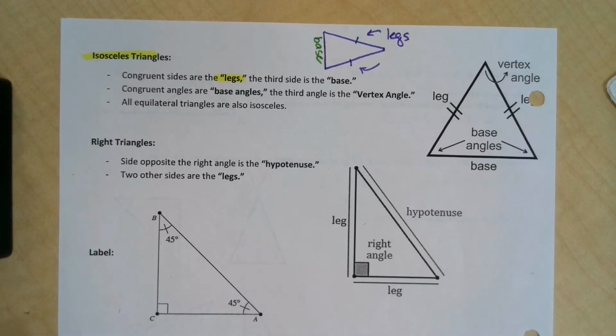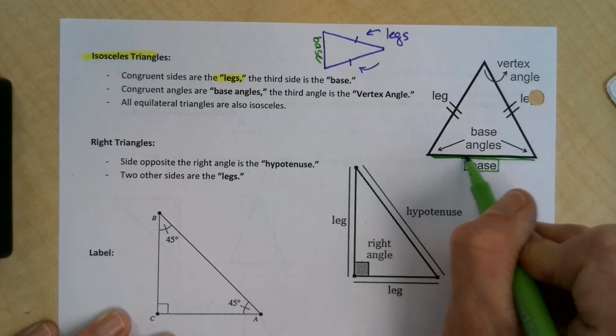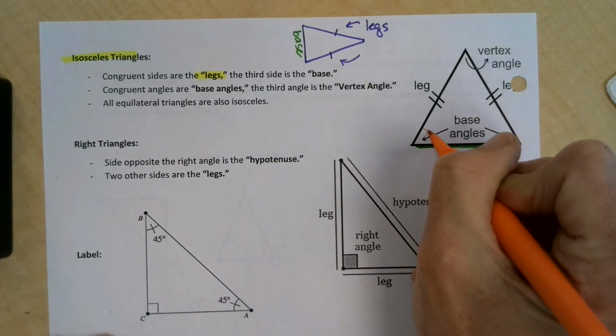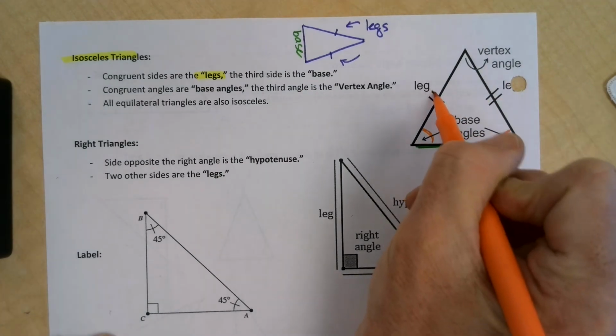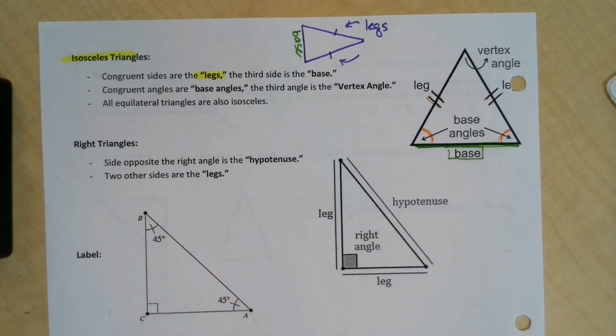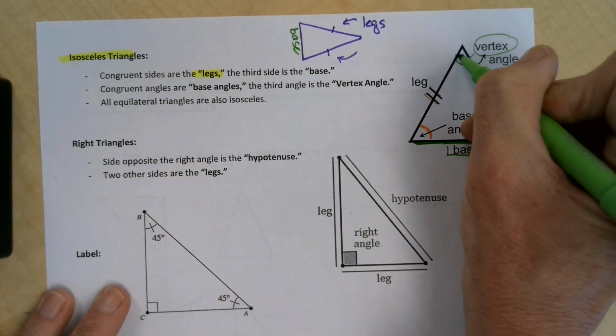So this one's easy to see where I have the base, and kids think that that's because this is on the bottom, and it has more to do with the fact that it's not one of the congruent legs. So the two sides that are congruent, those are the legs, and then that bottom is the base. Our congruent angles are going to be our base angles. So these two congruent angles are opposite of my legs, and those are what we call the base angles. And the angle that's opposite my base is going to be my vertex angle.